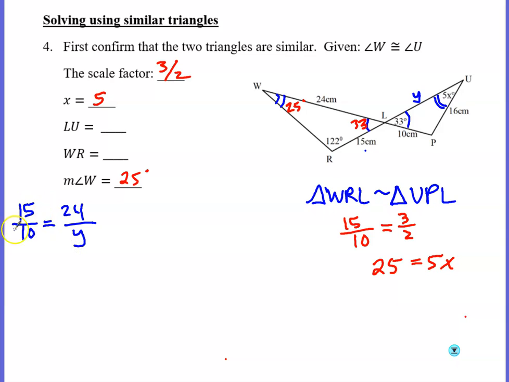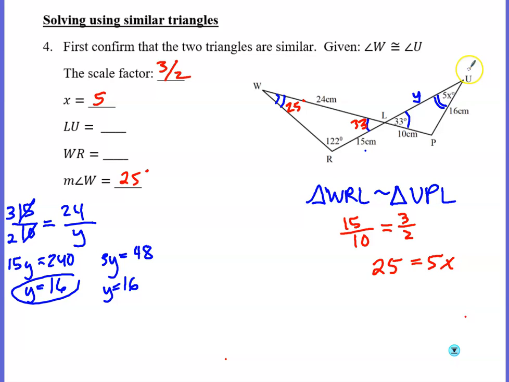Now, if you want to reduce this to begin with to 3/2, it will make the numbers nicer, but you can solve it either way. So I'll show you that. If I didn't reduce it, I would have 15y equals 240, and then I would divide both sides by 15. And 240 divided by 15 ends up being 16. Now, if I reduced it first, I would get 3y equals 48. Guess what that is? Still 16. So it doesn't matter if you reduce it or not. Either way, we're going to get out LU, which was the one we called y, as 16.